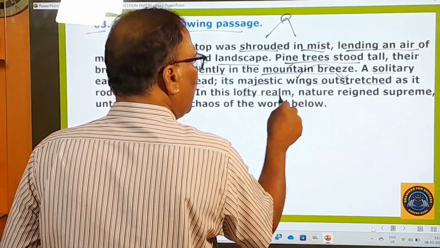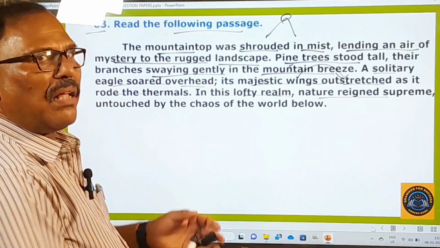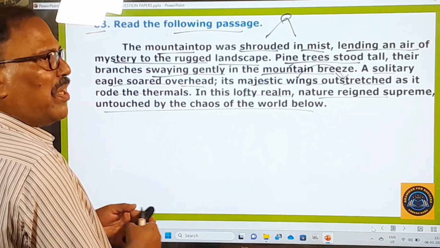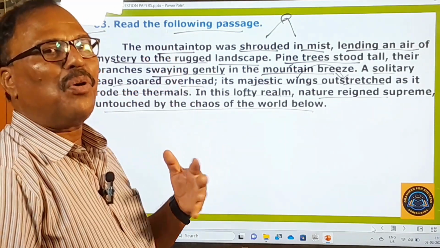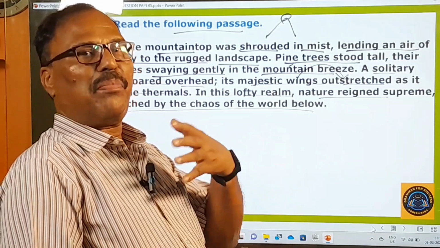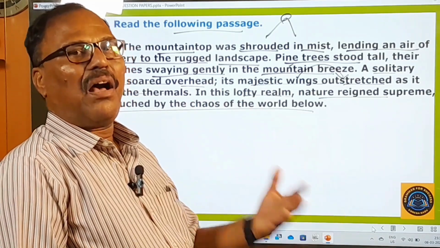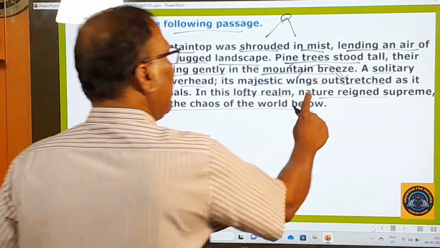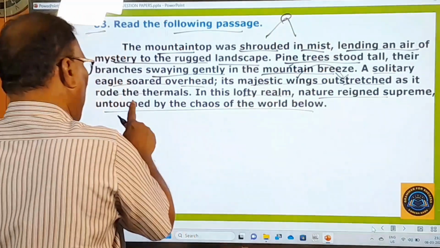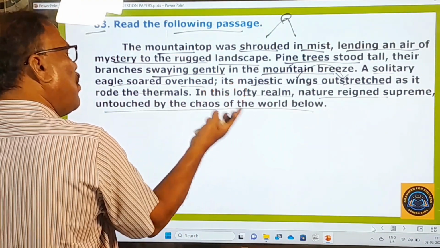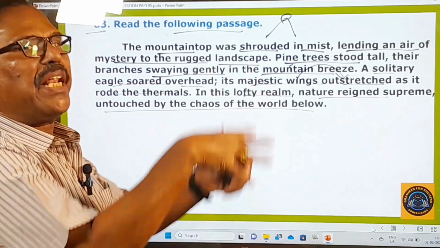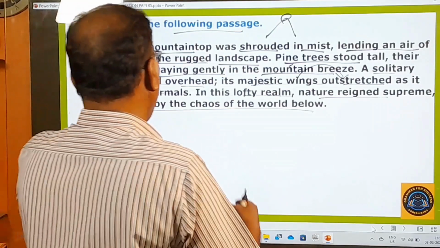In this lofty realm, nature reigned supreme, untouched by the chaos of the world below. Who will go to the mountain tops and spoil that beauty of nature? Nobody will go there, and nobody will spoil the beauty and serenity of the mountains. Therefore nature reigned supreme. Nature is safe and secure on the mountain tops, untouched by the chaos of the world. No people come there to disturb the serenity of nature. That is the meaning of this small passage.